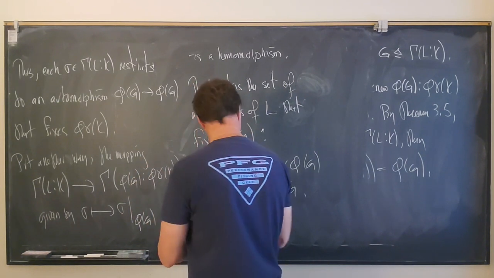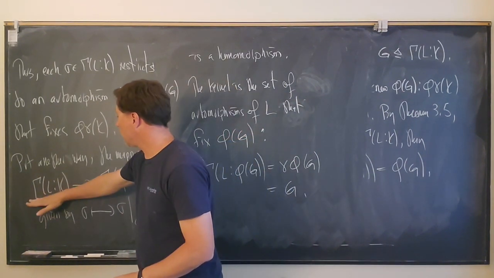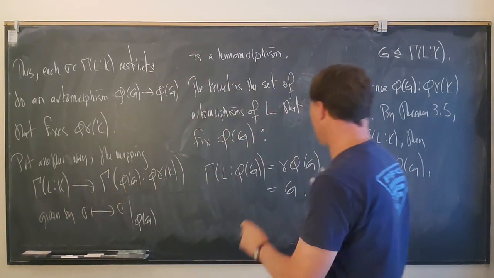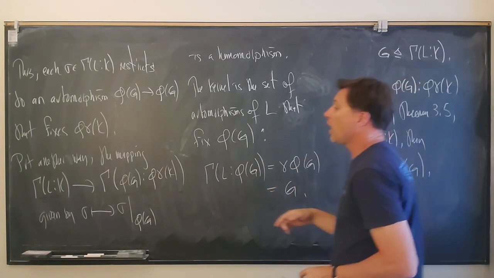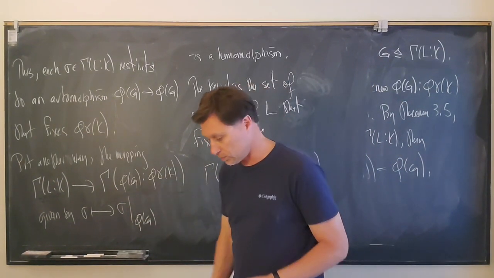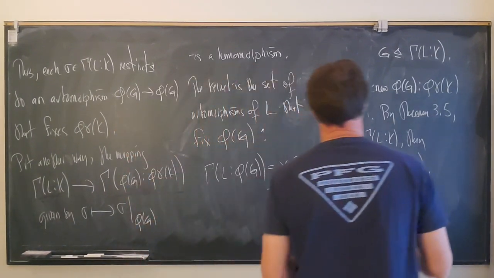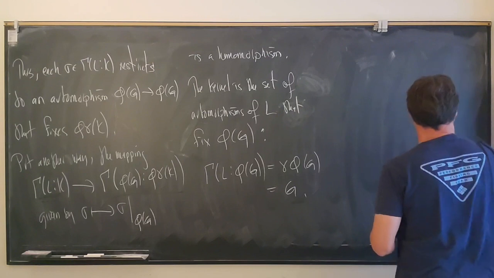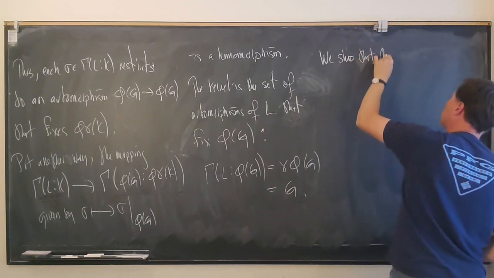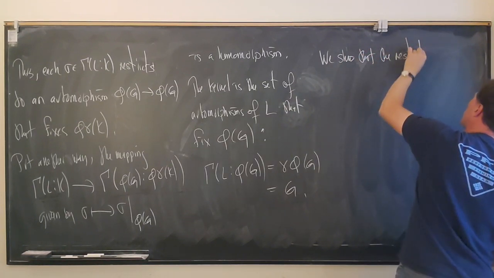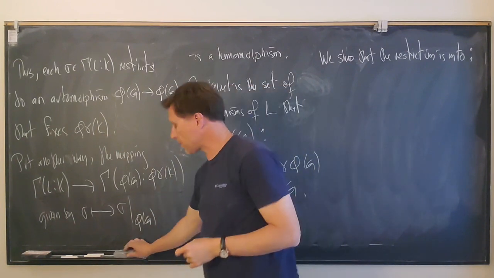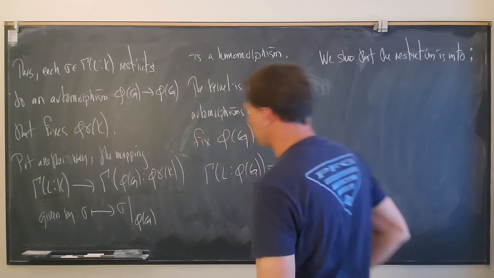So remember, what we're supposed to be showing is that the quotient gamma L over K mod G is isomorphic to this right here. So we've identified the kernel, and so we know that this group mod G is isomorphic to the image, so the last thing we need to do is show that this is onto. Okay, so we just have to show that this restriction mapping is onto. So we show that the restriction is onto.